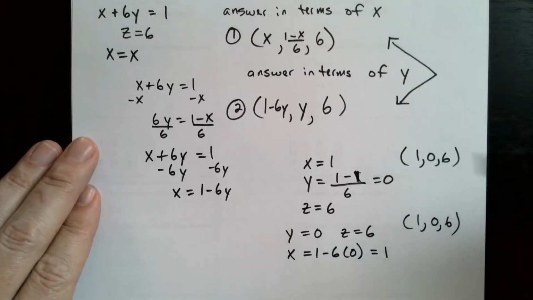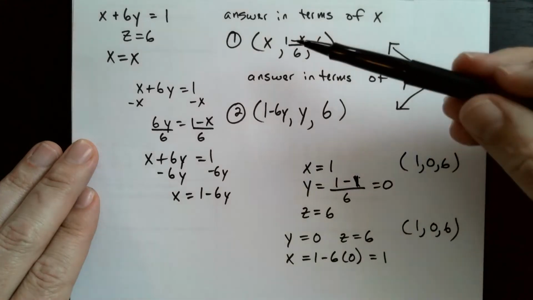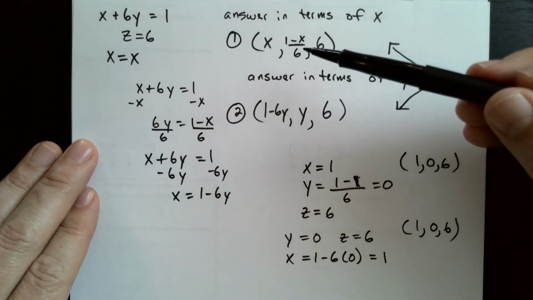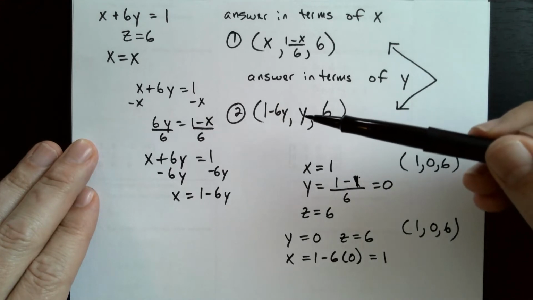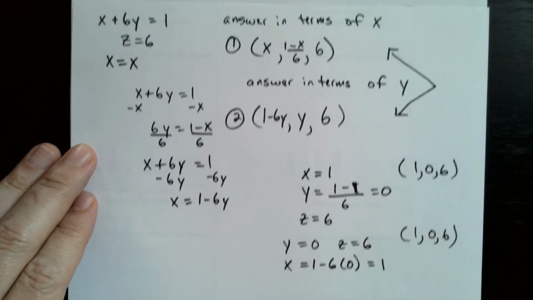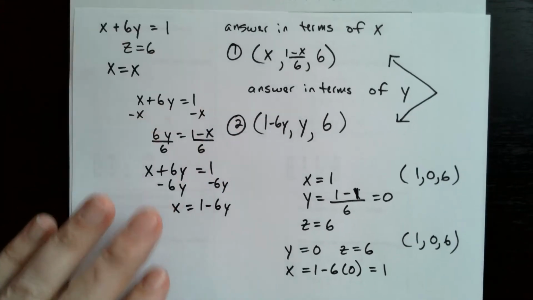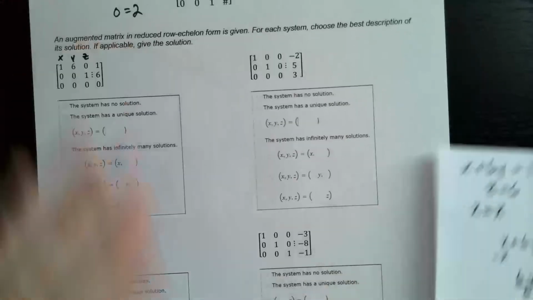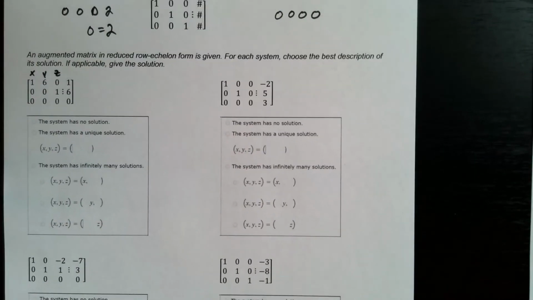In the first one, you would need to start with an x value and then put it in here to find your y value. In the second one, you'd need to start with a y value and put it in here to find your x value, but you're going to get the same answers every time. So either one of these answers is correct. All right, let's take a look at the next one.